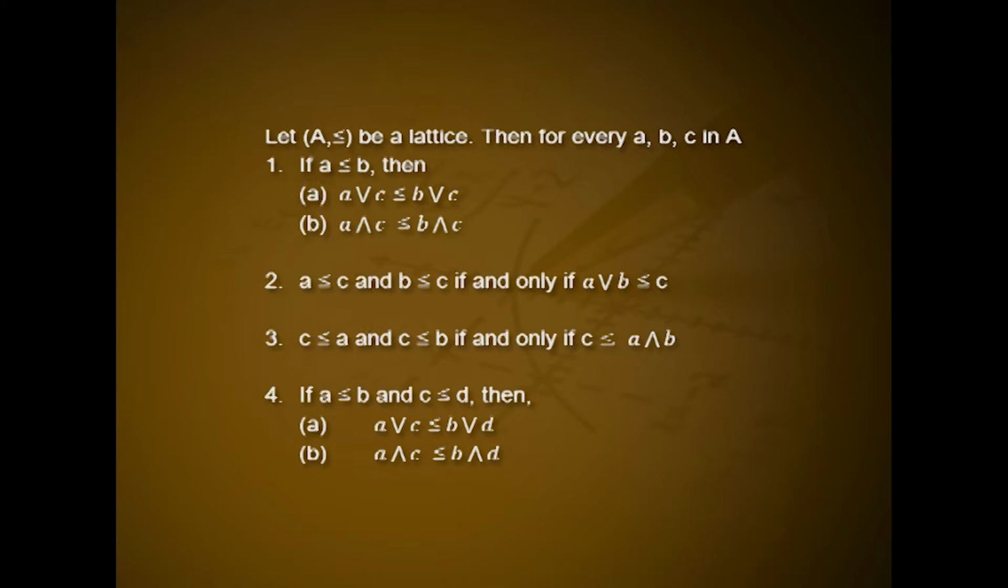Fourth one, if a is less than or equal to b and c is less than or equal to d, then a join c is less than or equal to b join d, and a meet c is less than or equal to b meet d. The proofs of theorems 2 and 3 follow from the definitions and hence can be solved by yourself.